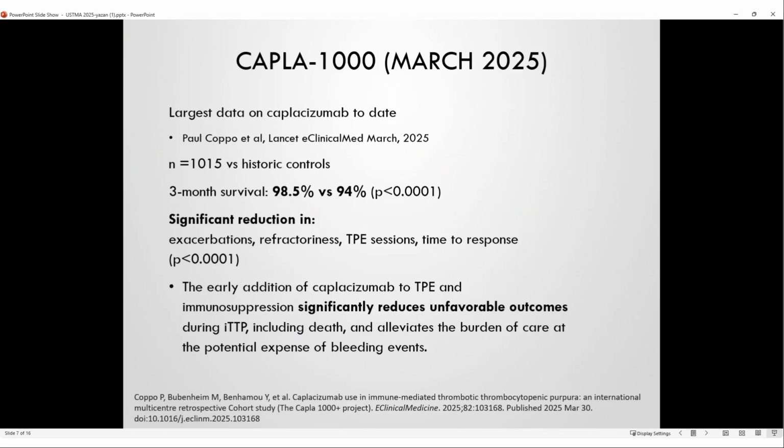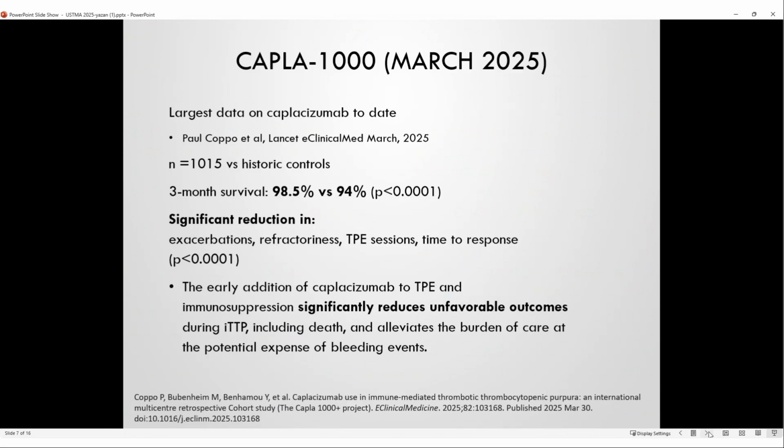However, there was interest in further studying this outcome in subsequent analysis. And there was a subsequent analysis that pooled the two studies together and did demonstrate a mortality benefit. But now we have a much larger data set, which is the CAPLA 1000 project. This was published in the Lancet eClinical Medicine a few months ago this year. So this is brand new data.